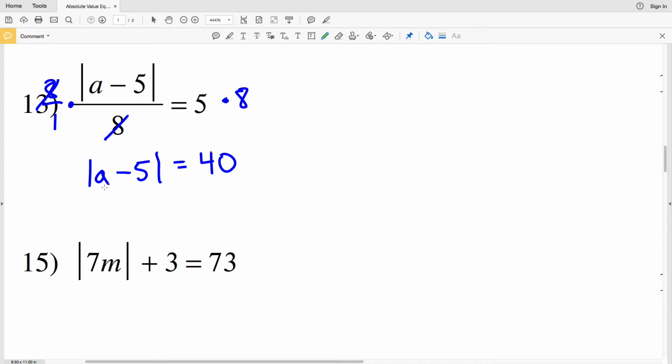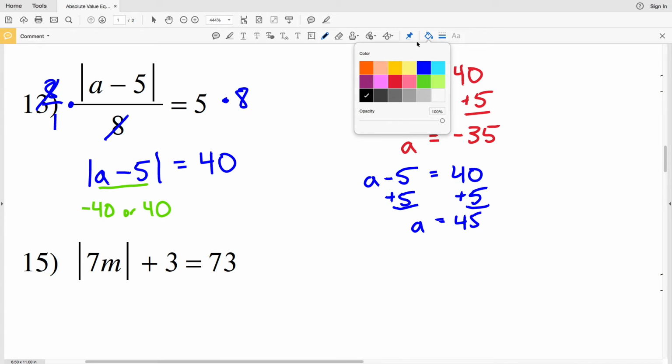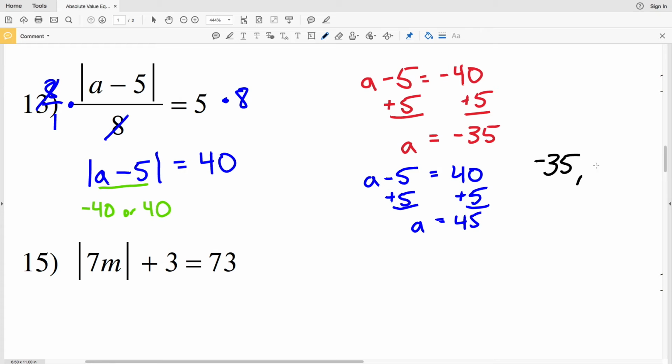Now we know, since the absolute value of a minus 5 equals 40, that a minus 5 within the absolute value equals negative 40, or it equals a positive 40. When a minus 5 equals a negative 40, we add 5 to both sides, and we get that a is equal to negative 35. So that's one possibility. The other possibility is when a minus 5 is equal to a positive 40. When we add 5 to both sides, we get that a is equal to 45. So our two options are that a is equal to negative 35 or a equals a positive 45 for number 13.